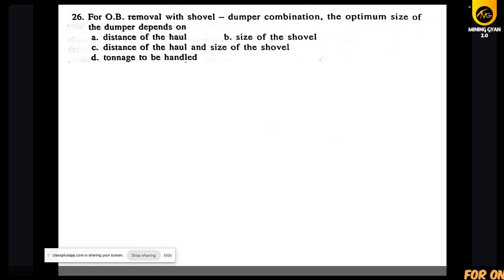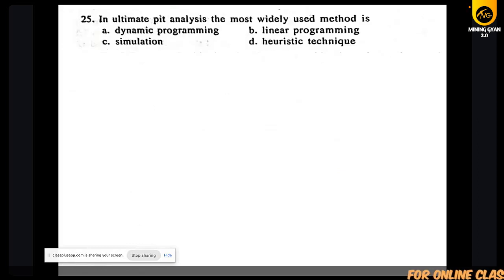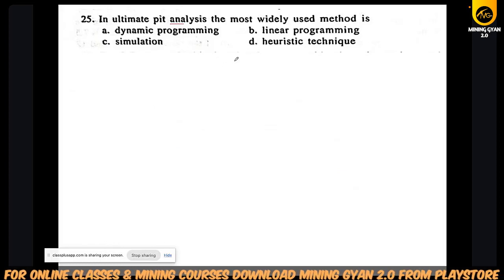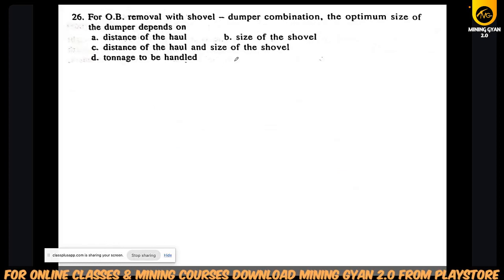We had discussed up to 25, and I will give you what pit optimization is and what the ultimate pit analysis is. We will discuss a few questions related to this if we get time. So please comment if you know the answer to question 26. Please consider this exercise as your practice session, and if you face any problem, I will give you the answer and the solution of the questions.